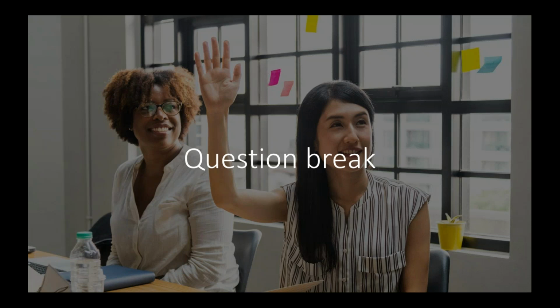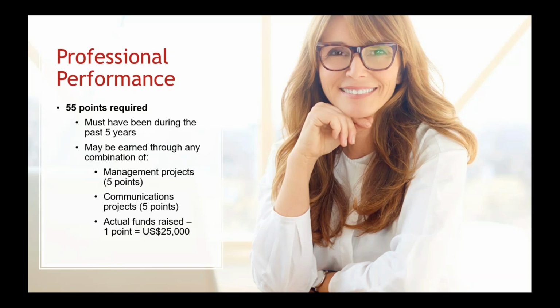Okay, perfect. So the last section of the application is professional performance. This section is also relatively easy to complete. If you're listing funds raised, it's $1.375 million to meet the 55-point requirement. Otherwise, you can list any combination of projects or actual funds raised. Again, funds raised must have been secured within the past 5 years. Projects must have been completed within the past 5 years to be eligible.